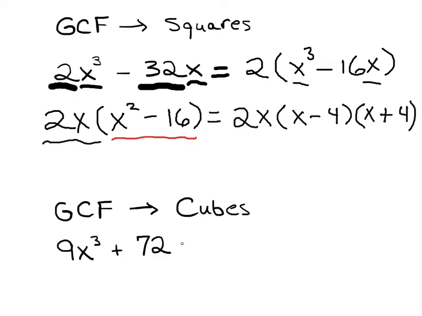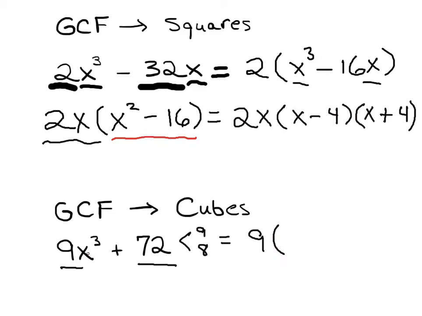Now, let's look at the cubes. First of all, I notice that they have some number in common. Do you see what it is? Well, there's a 9 right here, but also notice that this 72 can be broken down into 9 times 8. So I'm going to go ahead and show you what that looks like right here. 9 times 8, all right? So it turns out they have a 9 in common. Let me go ahead and take that out and see what I have left.